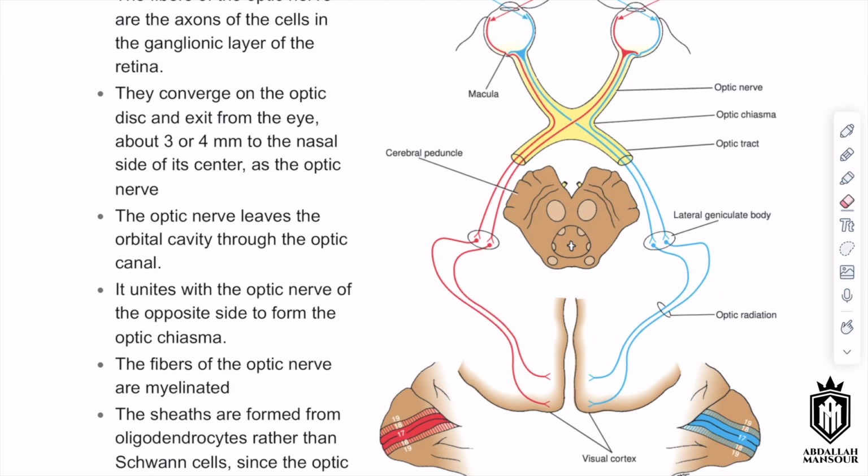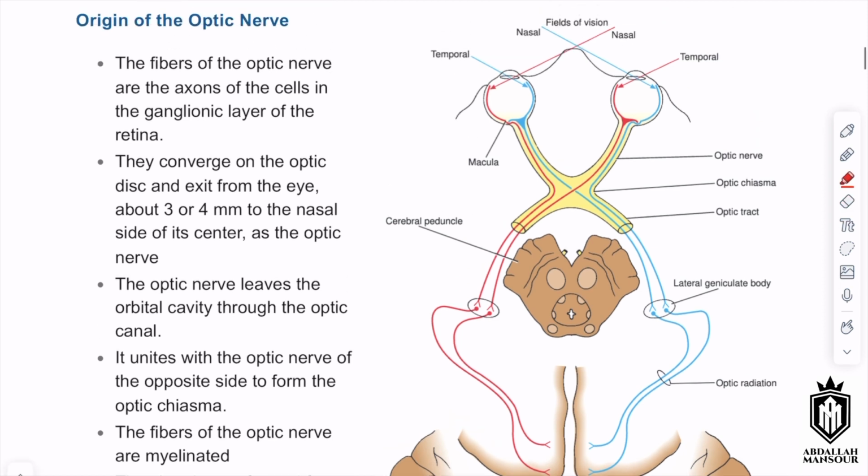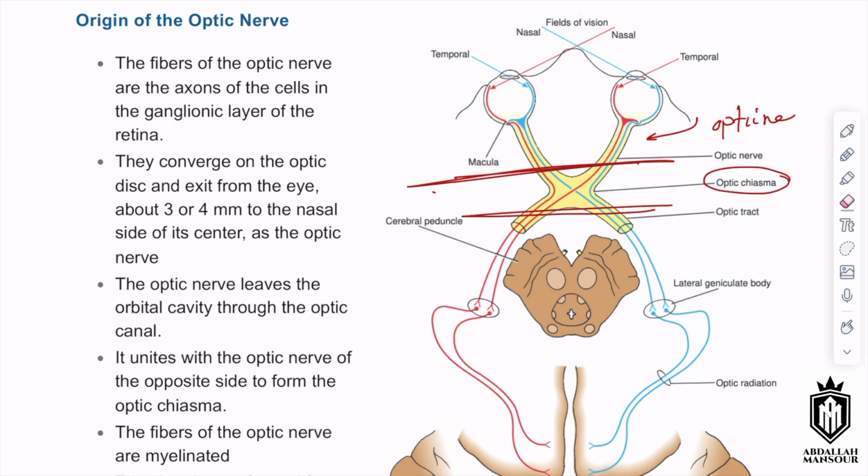So now we're going to talk about the first cranial nerve in our lecture, and this is the optic nerve, or cranial nerve number 2. The optic nerve, or the visual pathway in general, we're going to divide from the origin, and that will be the optic nerve up till here. So till here, this is called the optic nerve, okay? And then that crossing area is called the optic chiasm. And then after that, you have something called the optic tract.